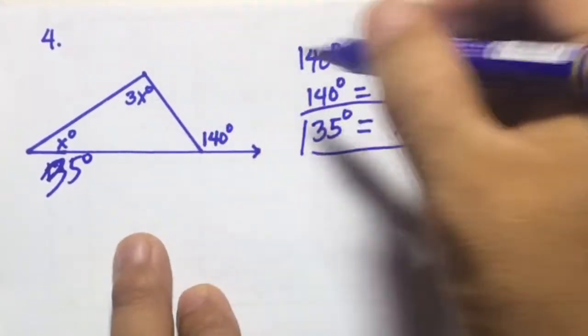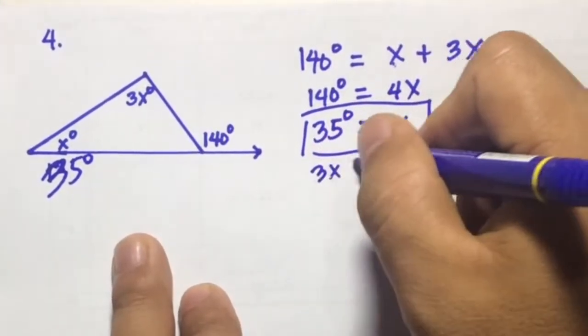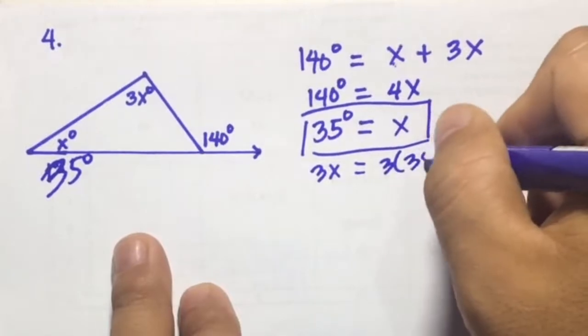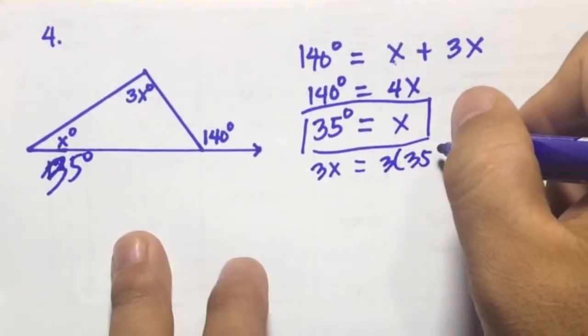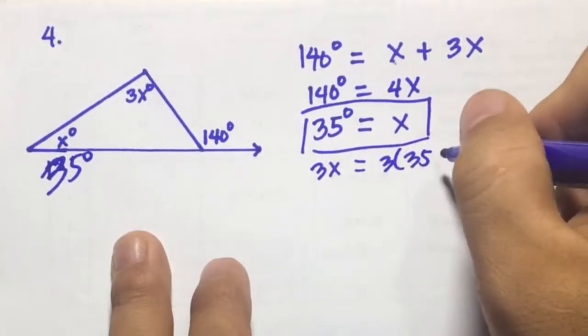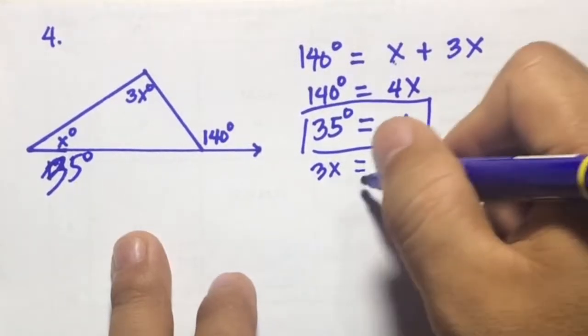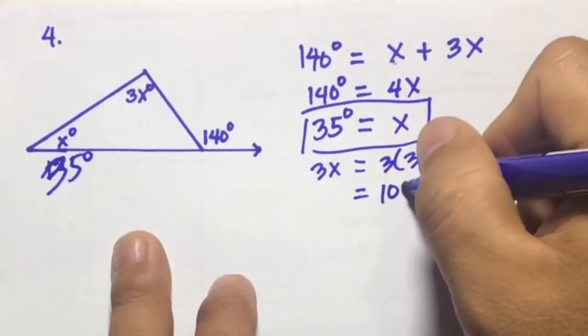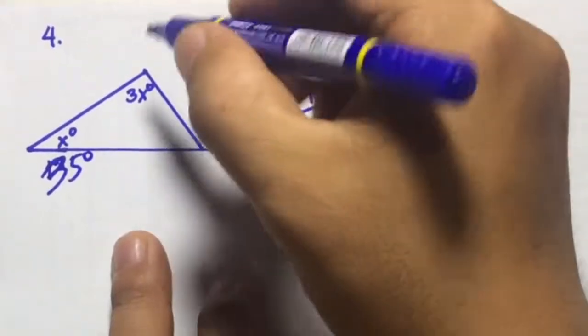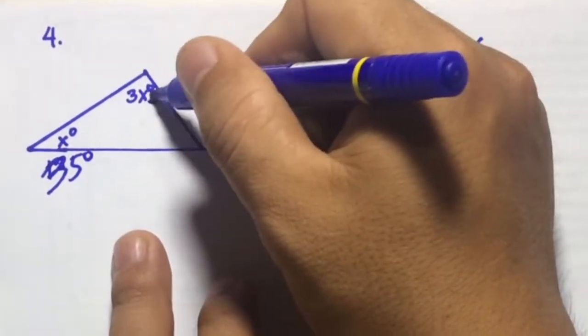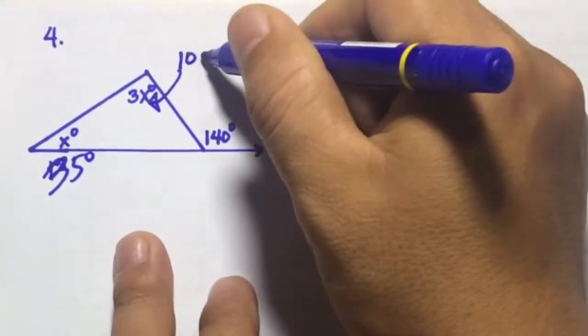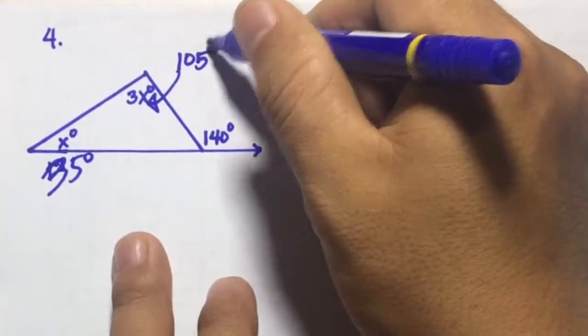And this is 3x here, so 3x equals 3 times 35. Then 3 times 35 is equivalent to 105. So 3x here is 105 degrees.